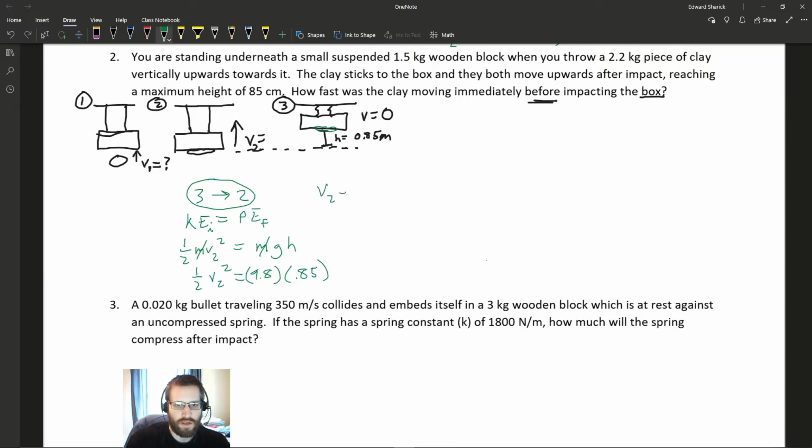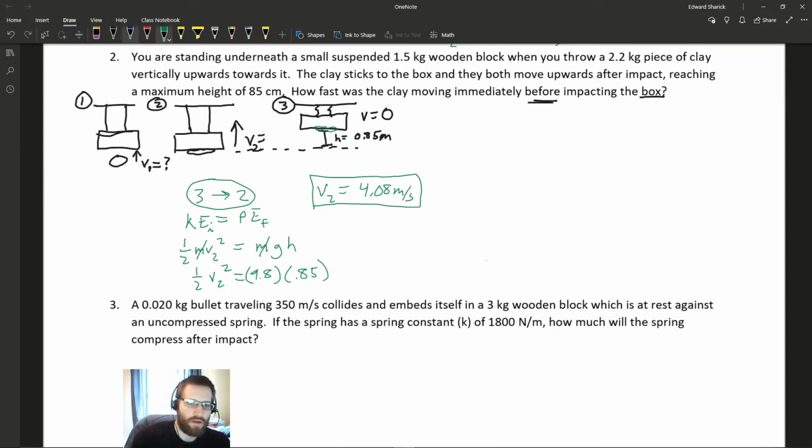And V2 we should get to be 4.08 meters per second. So simple enough, energy conservation. Now we know that once the clay impacted the block, it was moving up at 4.08 meters per second. So how fast was the clay moving in order to make the box and the clay move at 4.08 meters per second? It must have been moving faster.